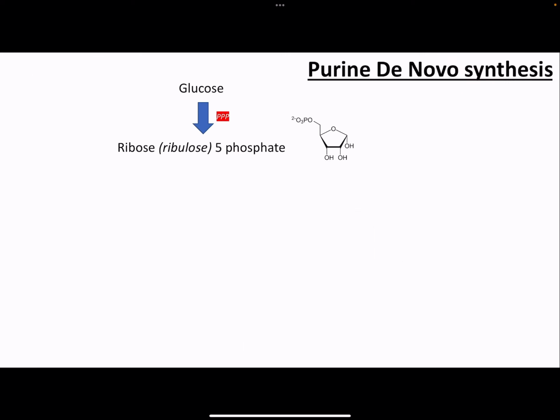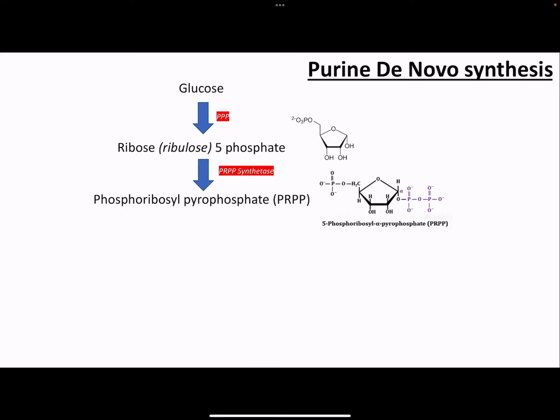All right, anabolic. Let's build some purines. What's going on? So we got glucose, pentose phosphate pathway. This gives us ribulose 5-phosphate, which can isomerize to ribose 5-phosphate, shown here. We then can use PRPP, phosphoribosyl pyrophosphate synthetase. Bunch of fancy stuff just to say we put a pyrophosphate right here on carbon number 1. We've now made the ring, and I guess put the phosphate on as well.